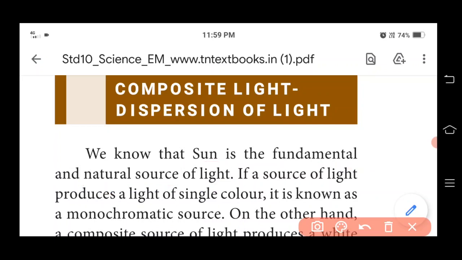So if a source of light produces a light of single color, it is known as monochromatic source. Mono means what? Single or one. So if a source of light produces a light of single color, it is known as monochromatic source.